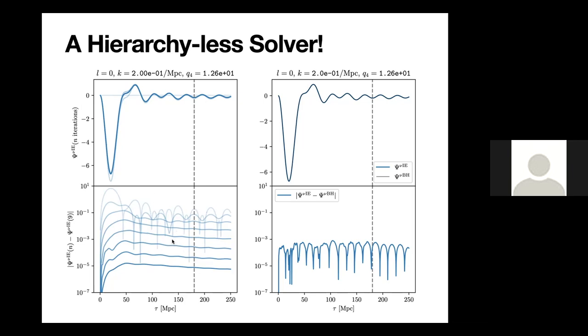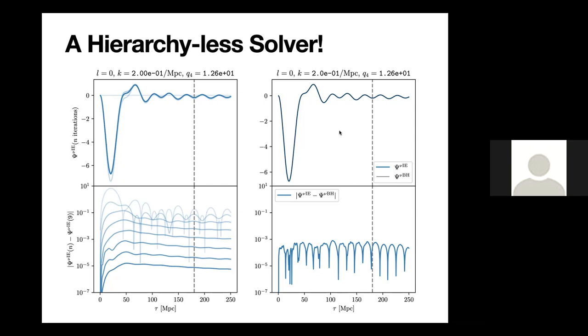And the bottom panel here is the difference between the result of each iteration and the final converged solution. So we are basically getting one to two orders of magnitude increase in precision for each iteration.